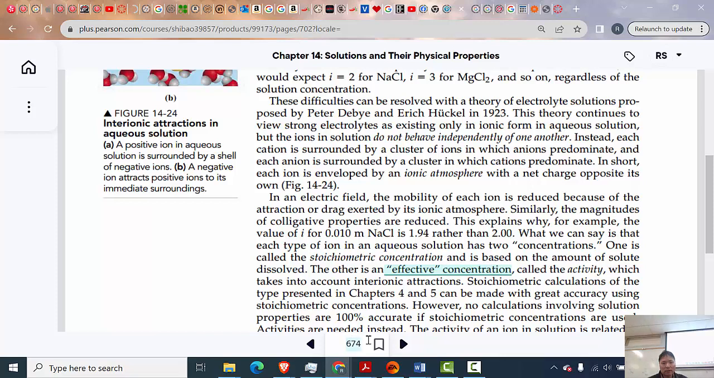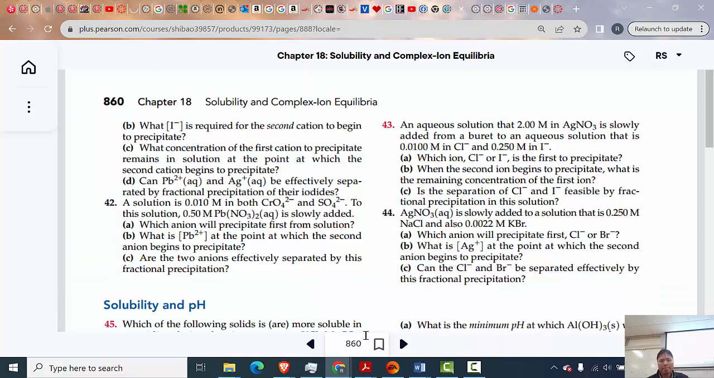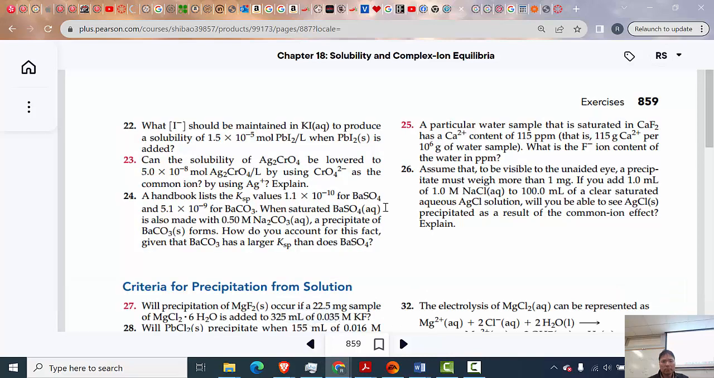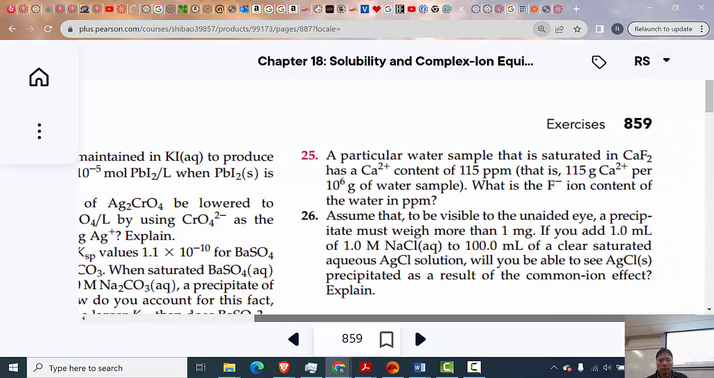All right, let's take a look at number 26 next. Assume that to be visible to the unaided eye, a precipitate must weigh more than 1 milligram. So if you're only precipitating out less than a milligram, it's really hard to see. I mean, there's barely any crystals there. And if you tried to filter that, that would be really difficult. If you add 1.0 milliliters of 1.0 molar sodium chloride to 100 milliliters of clear saturated aqueous silver chloride solution, will you be able to see silver chloride solid precipitate as a result of the common ion effect?